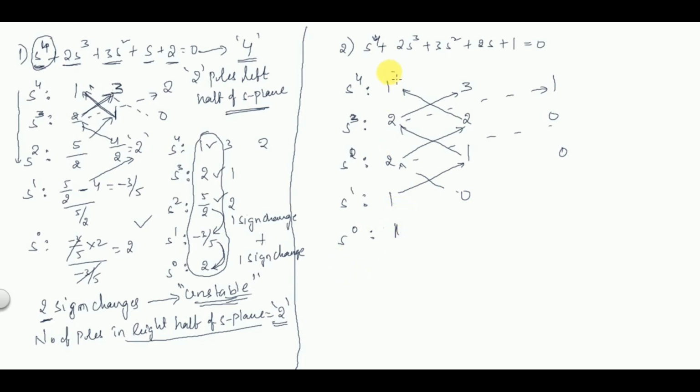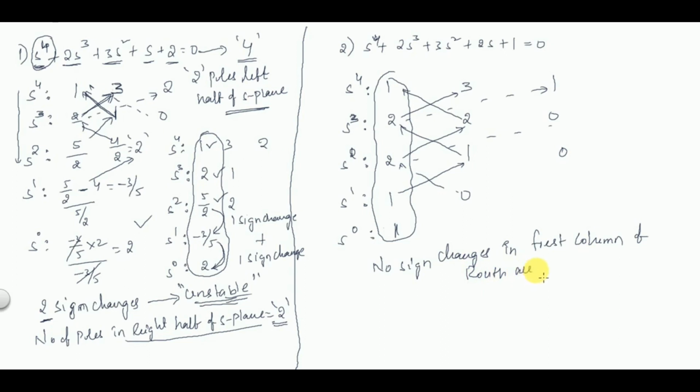If you observe the first column of the Routh array, all are positive terms only, so there are no sign changes in the first column of the Routh array. When there are no sign changes, the system is stable. So the system with this characteristic equation is a stable system.